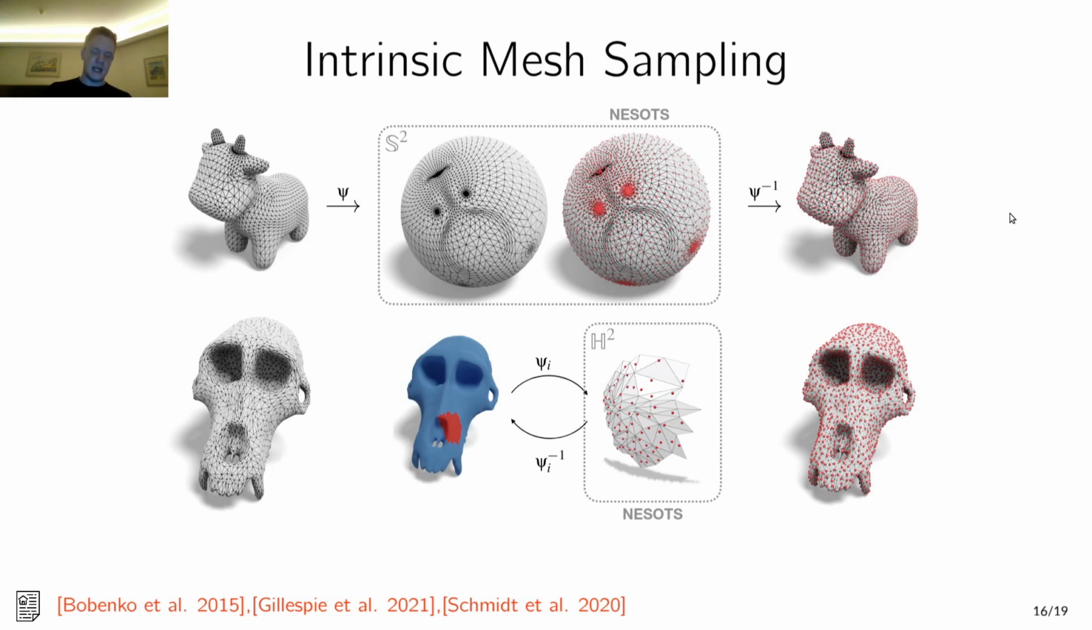Okay, so the first application, which was our motivating idea, is that you might know about the discrete uniformization theorems. Okay, that tells you that depending on the genus of your mesh, there exists a conformal map that will map your mesh either to the sphere, when you have no holes, and if you have more than one hole, there exists a conformal map to the hyperbolic plane.